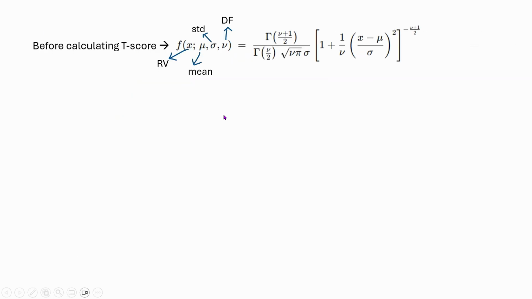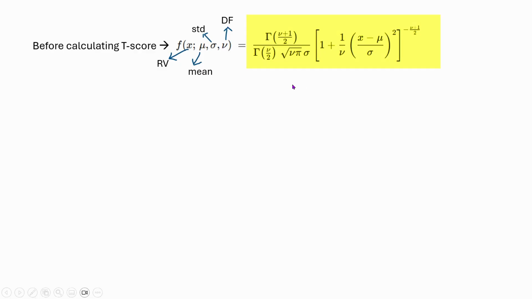So how does the probability density function look for the t distribution? Suppose you haven't calculated the t-score. You just have the random variables x, which are the actual heights of the Indian males. And obviously, you have the mean, standard deviation, and the degree of freedom. In that case, this is how the PDF looks.